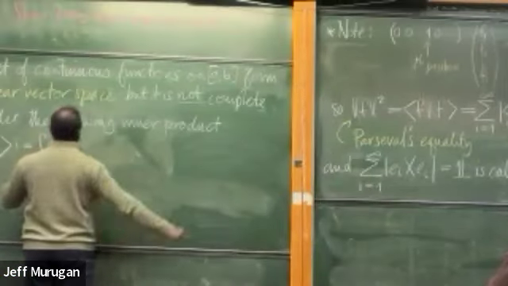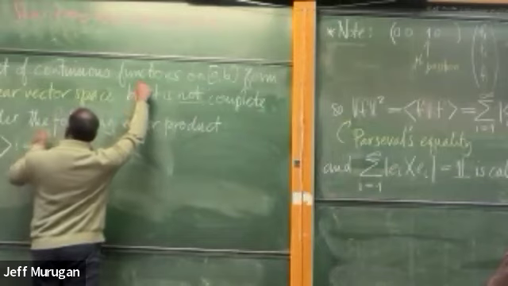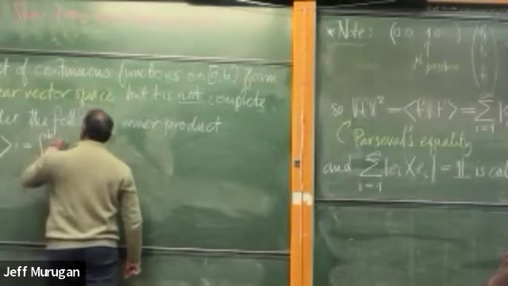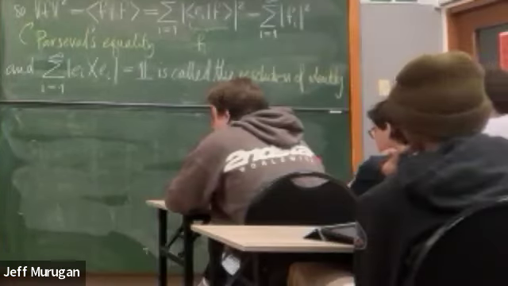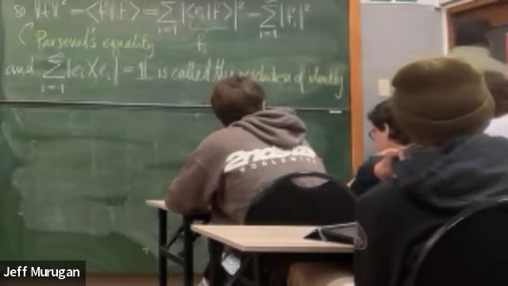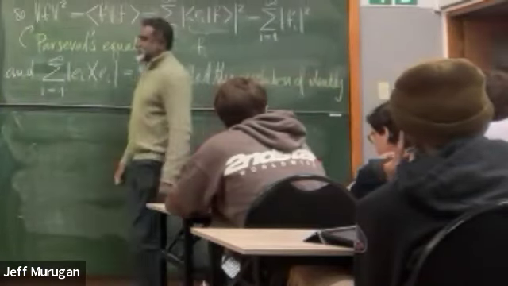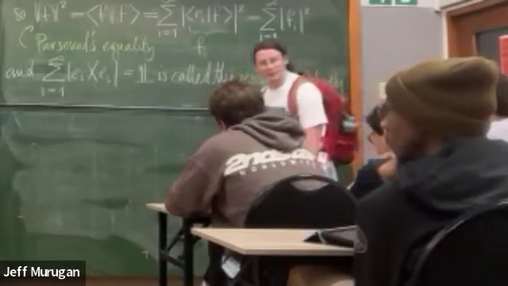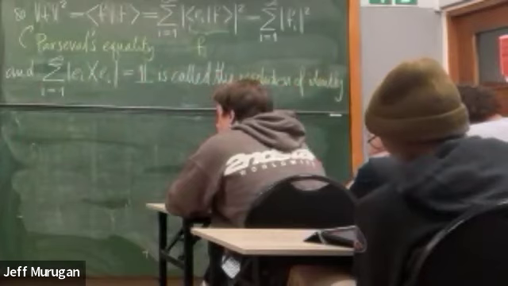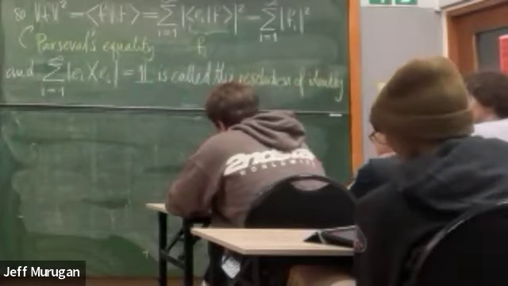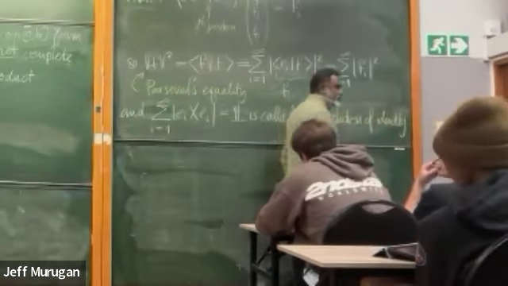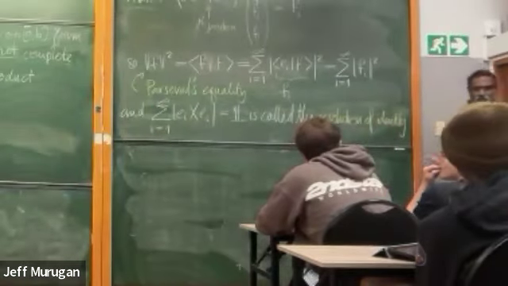F and G are continuous functions on A to B. So I'm going to define it to be the integral from A to B of G of x complex conjugate times f of x, multiplied by some weight function, just because I don't quite know what the measure I'm using at this stage is, so I might as well.